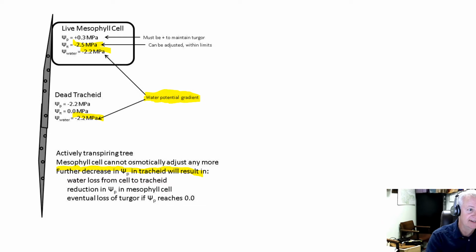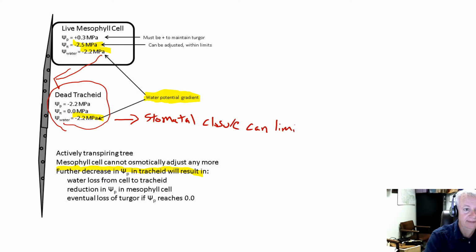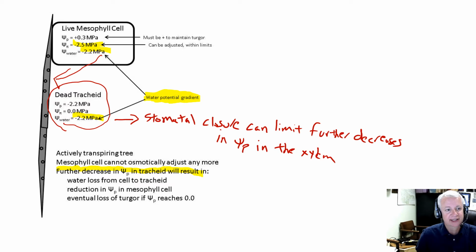So essentially there need to be mechanisms then for preventing water potential in that tracheid from becoming more negative to the point where a negative gradient is set up and that cell continues losing water to the xylem beyond the point where it can osmotically adjust. And the short answer is basically stomatal closure is really the mechanism the plant has to limit further decreases in Psi-P in the xylem. We will talk about that in a lot of detail in subsequent lectures, but that's the short answer.